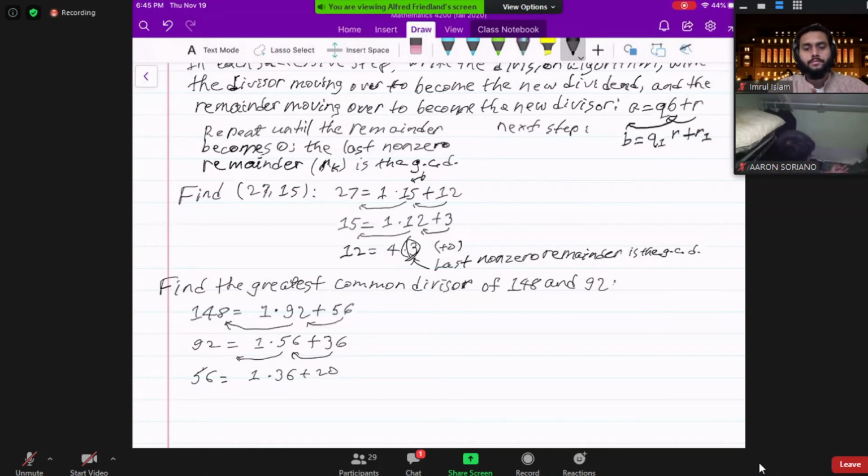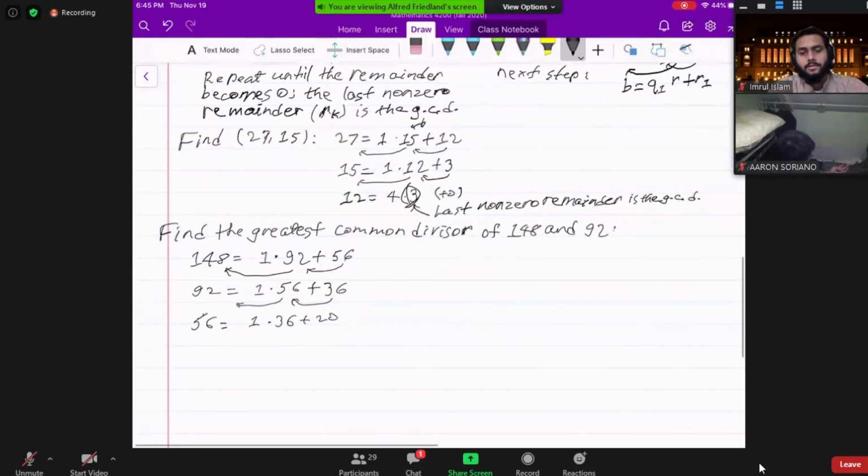All right, so we still don't have a remainder of 0, so we keep on doing it. The previous divisor moves over and becomes the new dividend. So we have 36 equals, and then the previous remainder moves over and becomes the new divisor, 20, times 1, obviously. So 36 equals 1 times 20, with a remainder less than 20 of 16.